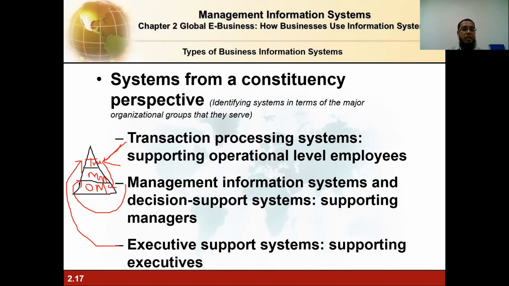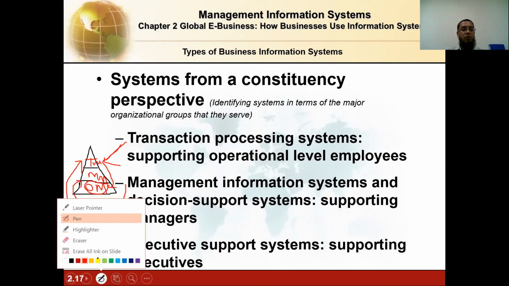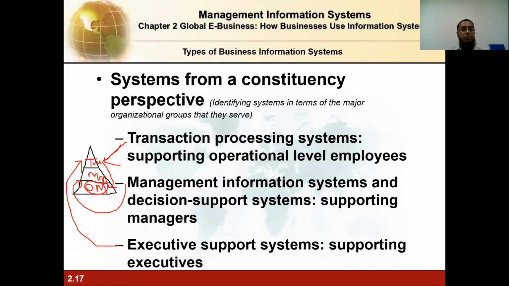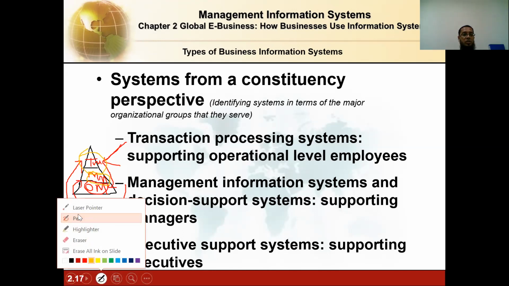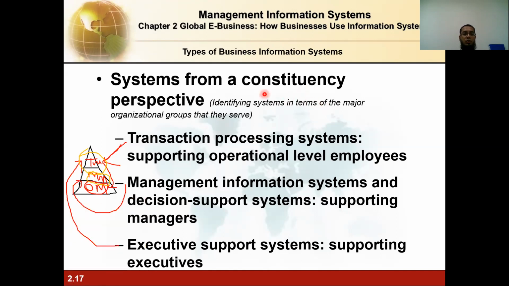For example, taking a bank, the bank takes the operational information of customers and daily activities from the TPS. Then taking the second example, the middle management, which looks into the provinces, for example UBL, uses the MIS, the middle management systems, and the top management takes decisions using the executive support systems. This is how the constituency system works.